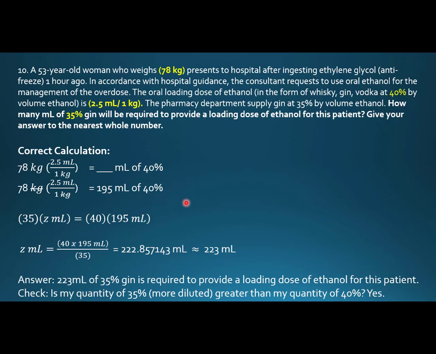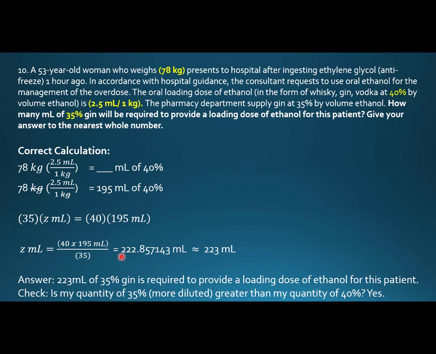The pharmacy department doesn't have 40%. So what do we need to do? Well, this is a little bit tricky. There's 2 ways to do it. This is the right way. 35 times Z mLs equals 40 times 195 mLs. Normally I'd use X here, but I've been using X as a multiplication sign, so I'm going to use Z. And then we take our 35 and bring it over here. We divide both sides by 35. So Z mLs equals 40 times 195 mLs over 35.